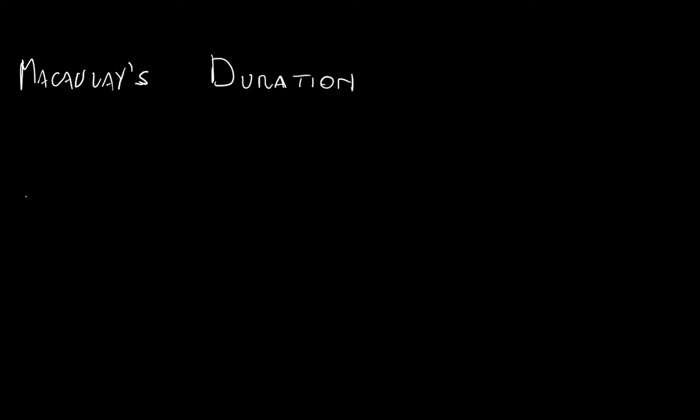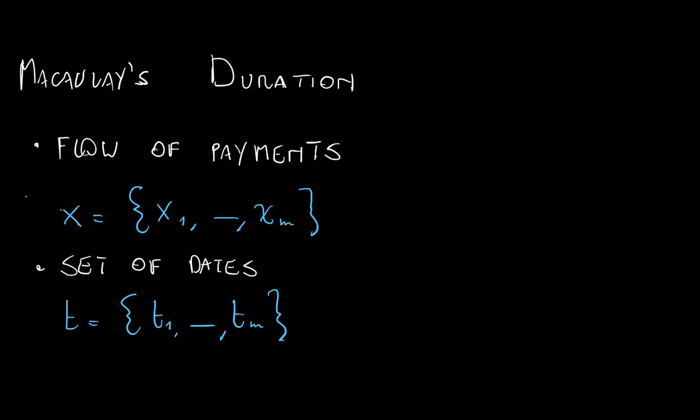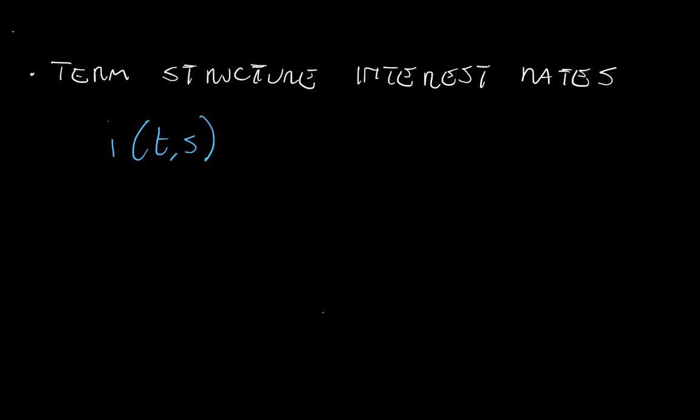So now we are ready to introduce all the quantities needed to derive the Macaulay's duration. We have our flow of payments, denoted by the vector x, which is composed of m elements, where m denotes the maturity of the instrument. Then we have a set of dates t, denoted by this vector, which has again the same number of elements as the flow of payments. Then there is the term structure of interest rates, denoted by I from t to s, with s bigger than t.